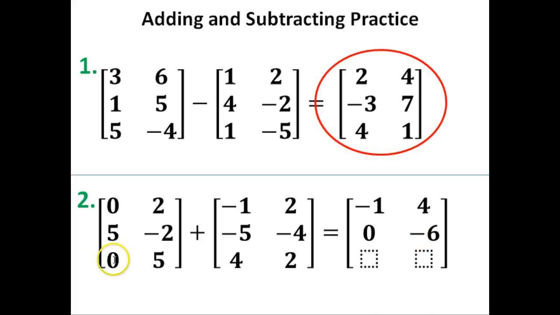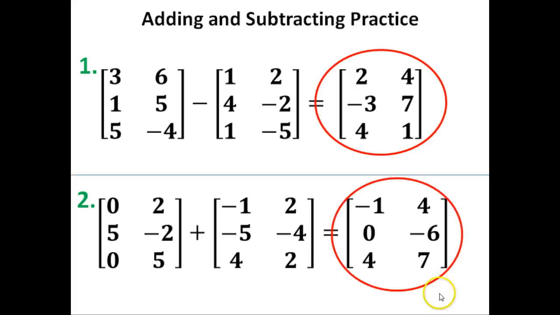Now I'll start on the bottom left. 0 plus 4, this is in the bottom left, so I'm going to write that in the bottom left, would give me 4. 5 plus 2, these are both in the bottom right, so I'm going to write my answer right here in the bottom right, would give me 7. And that is my final answer.